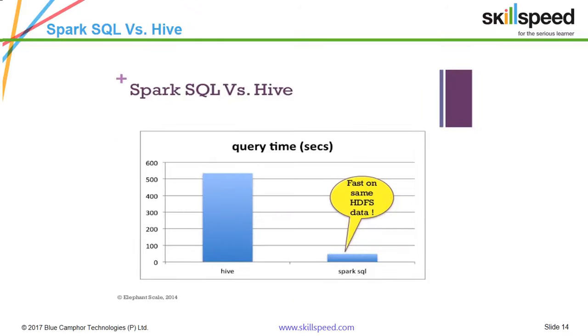Now this is the most important difference between Spark SQL and Hive. If you look at a Hive query, say for example it takes somewhere around 500 seconds to complete, the same query in Spark SQL can be done in less than 10 seconds. So Spark SQL is amazingly fast, and you will see that when we start the hands-on.